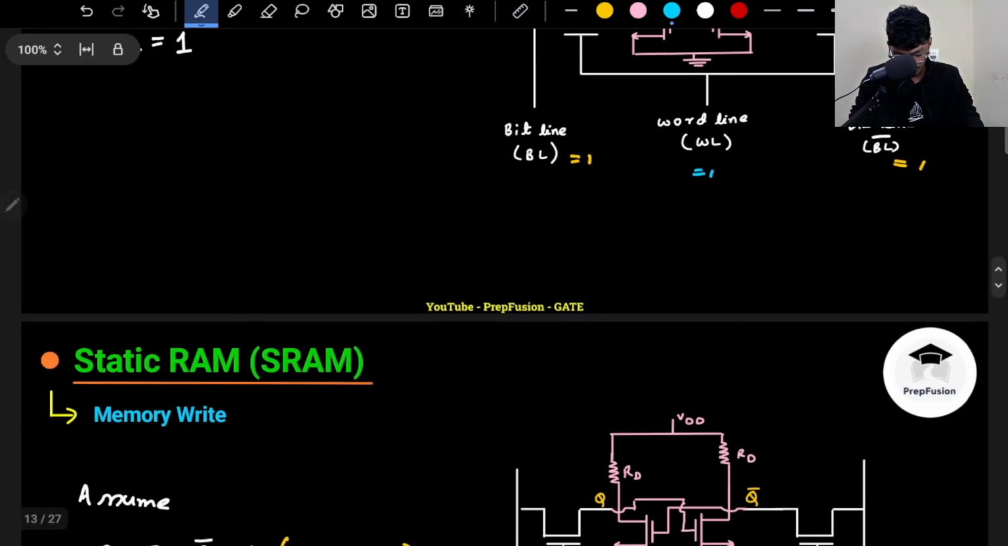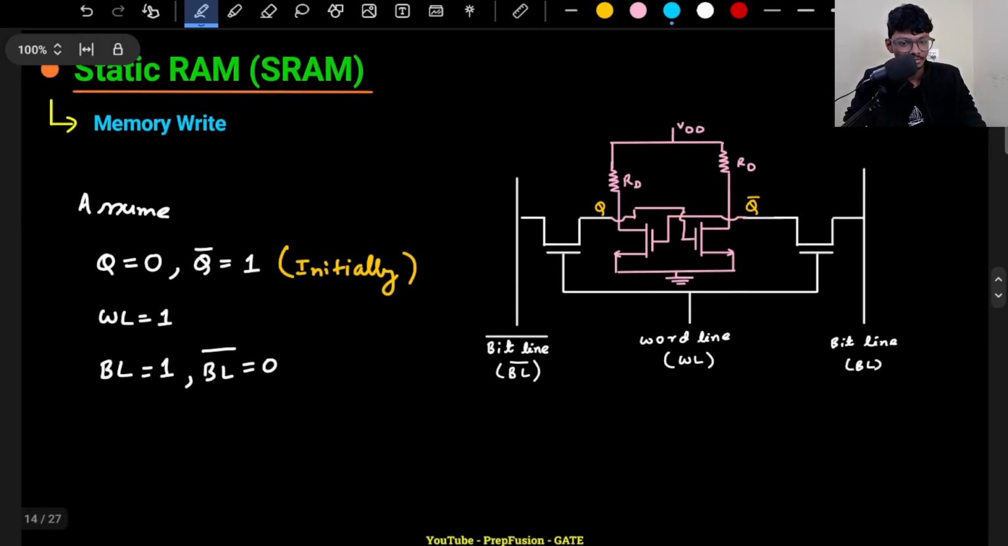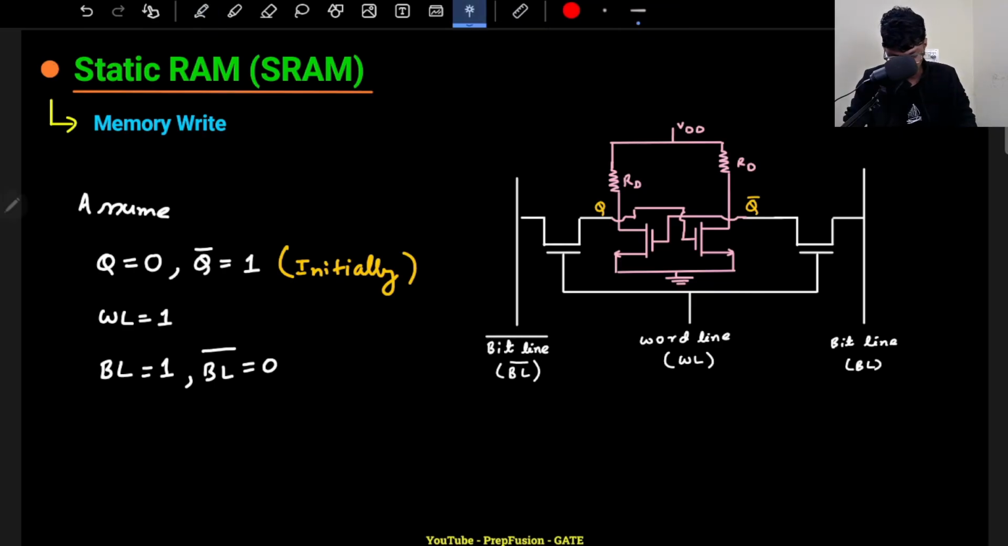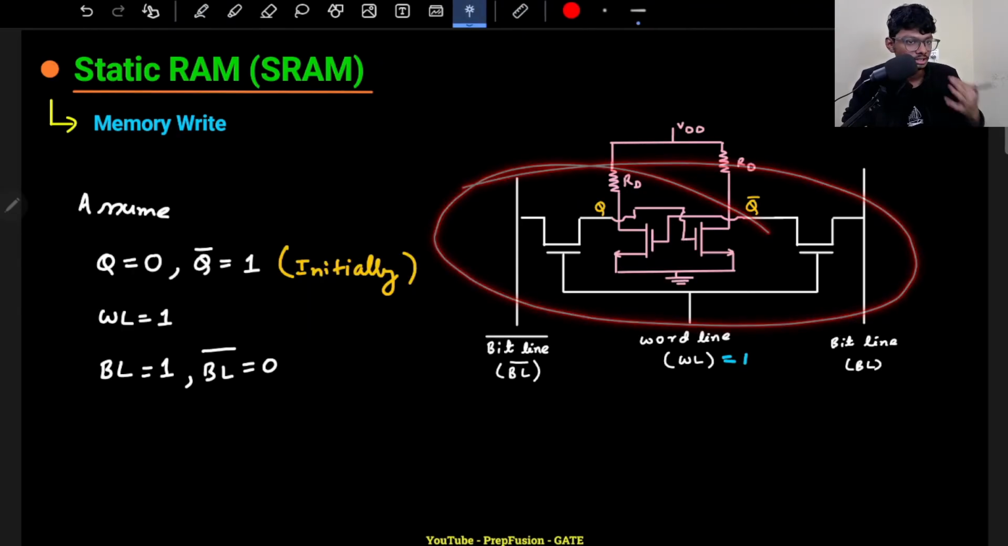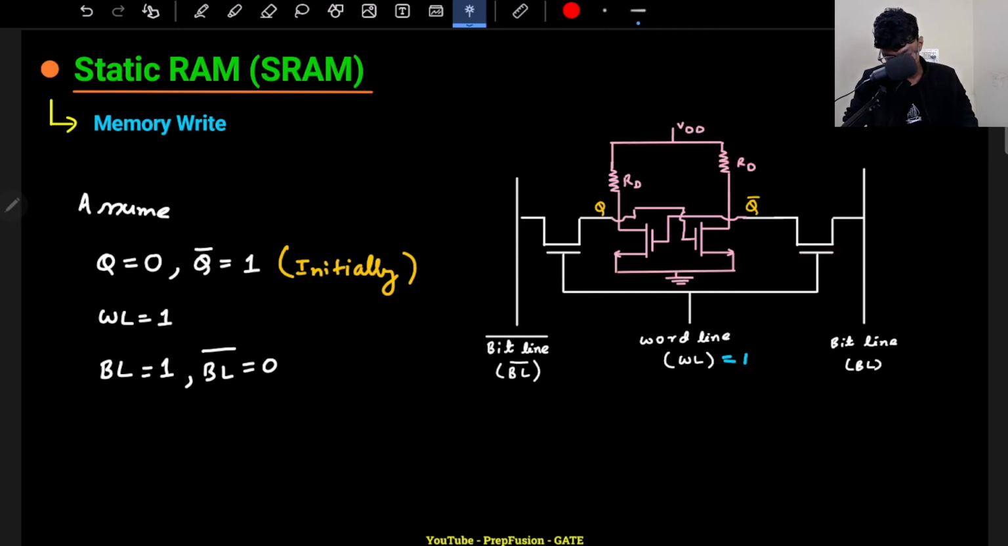Now for memory write, we assume a few states. Initially, let's assume Q is 0 and Q bar is 1, and my word line is high. Obviously, the pass transistor logic is selected, since I have to select the flip flop. I selected this flip flop. Now I assume my BL is equal to 1 and my BL bar is equal to 0.